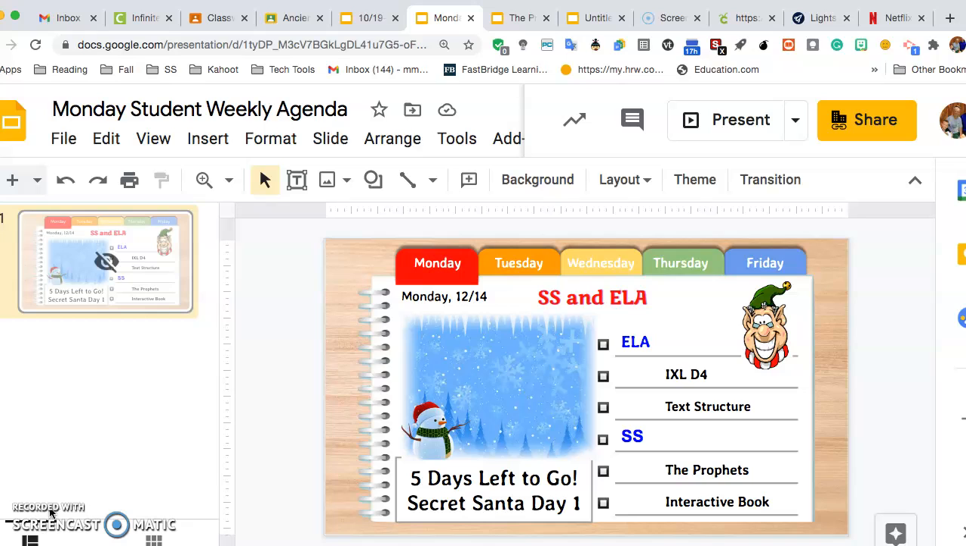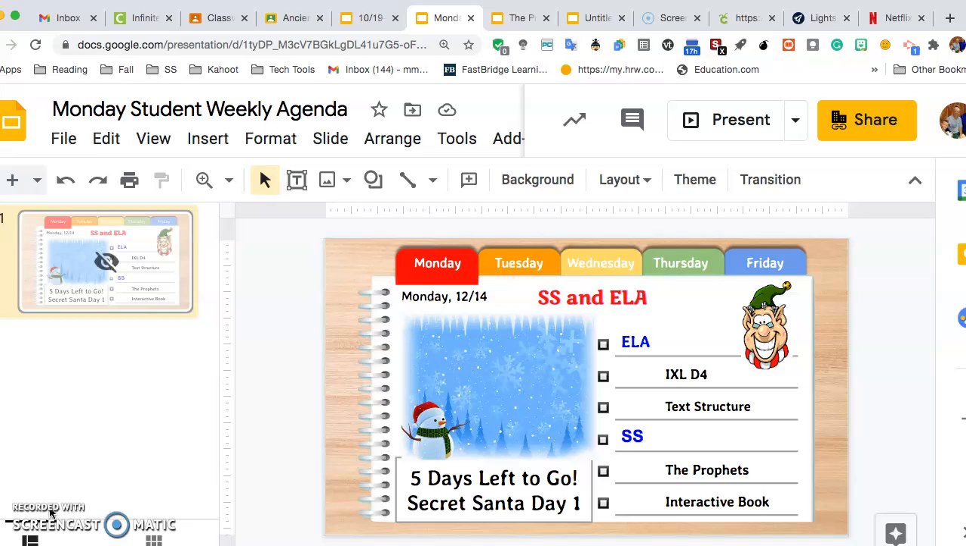Today we're going to do IXL D4, which covers the first three that were all about text structure. And in this one, you're going to have to pick out which text structure is used. So remember, that was compare and contrast, how they're like, how they're different. That was cause and effect, which is because of this, this happens. And then problem solution, well, there is a problem, and this is how it's going to be solved, which is a solution.